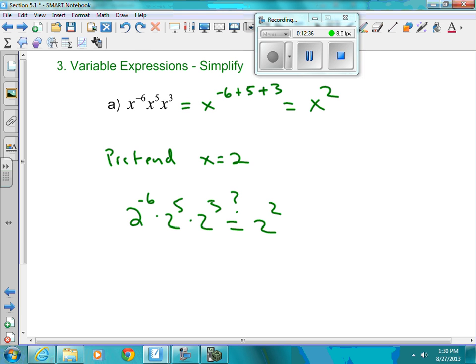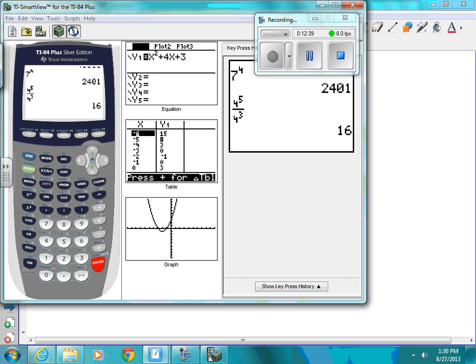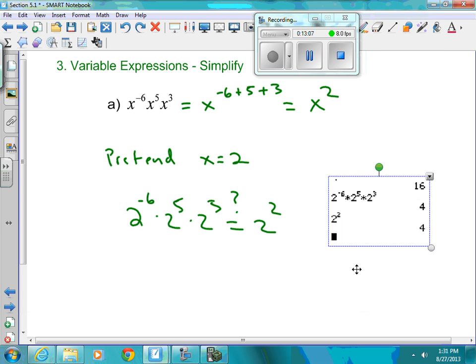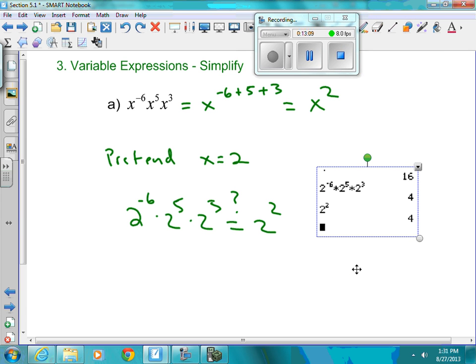So we evaluate each side individually. Let's look at the left side. 2 to the negative 6, times, let me hit that right arrow to get on the power part, 2 to the 5th, times 2 to the 3rd. And we get a number, we get 4. 2 squared, I hope we don't need to calculate it, but just in case, it's 4. So then we get the same thing. They both simplify to 4.